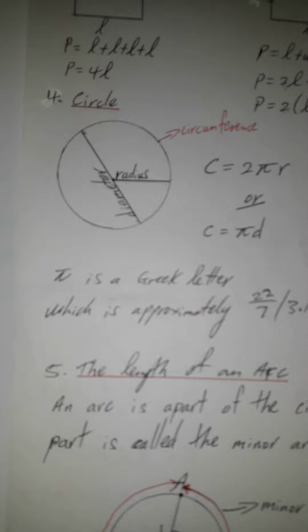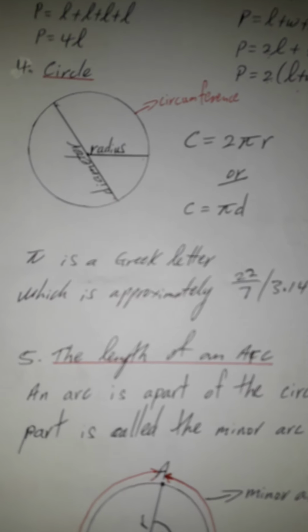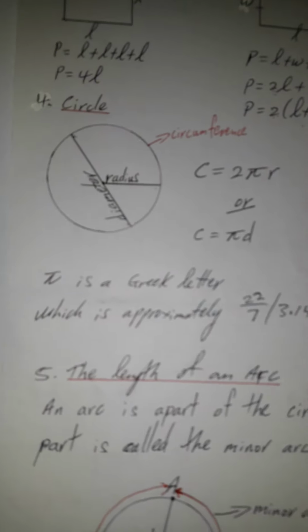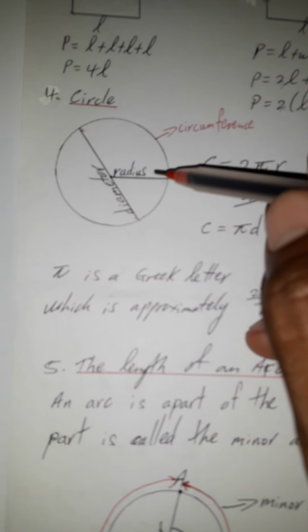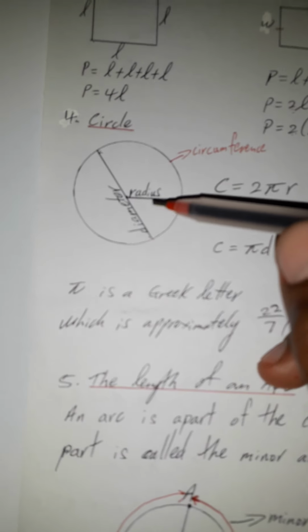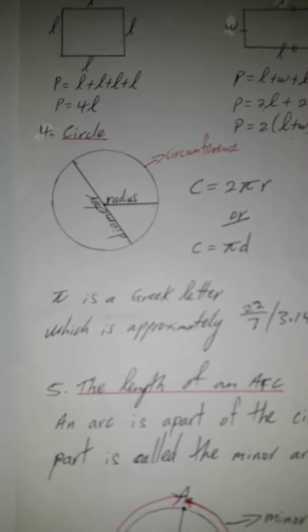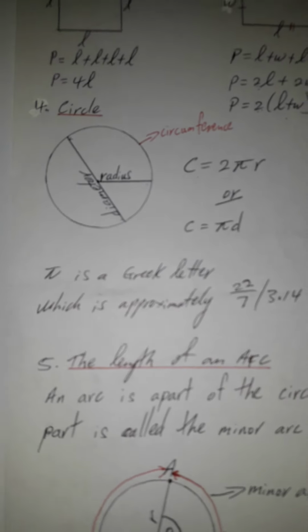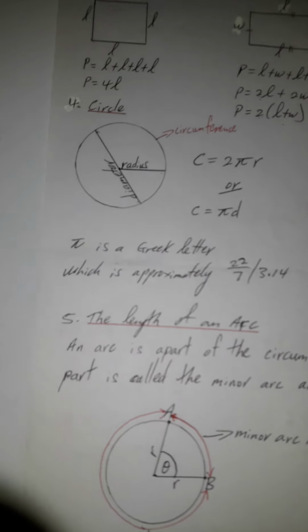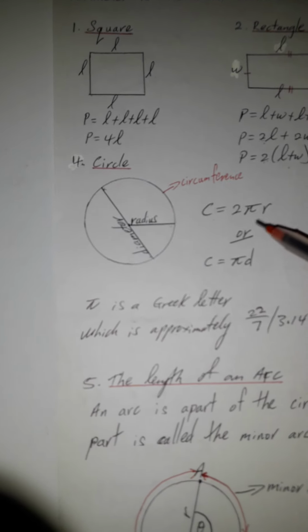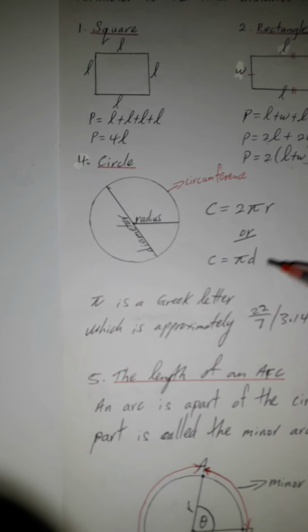Why do I say radii and not radiuses? Radiuses is not correct. The plural for radius is radii. Good. So 2 radii equals 1 diameter. Alright, so we can either use C equals 2 pi r or C equals pi d.